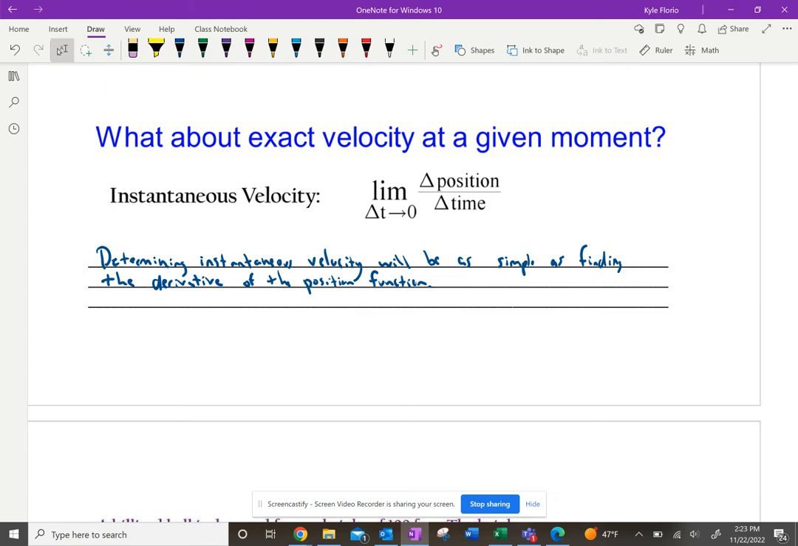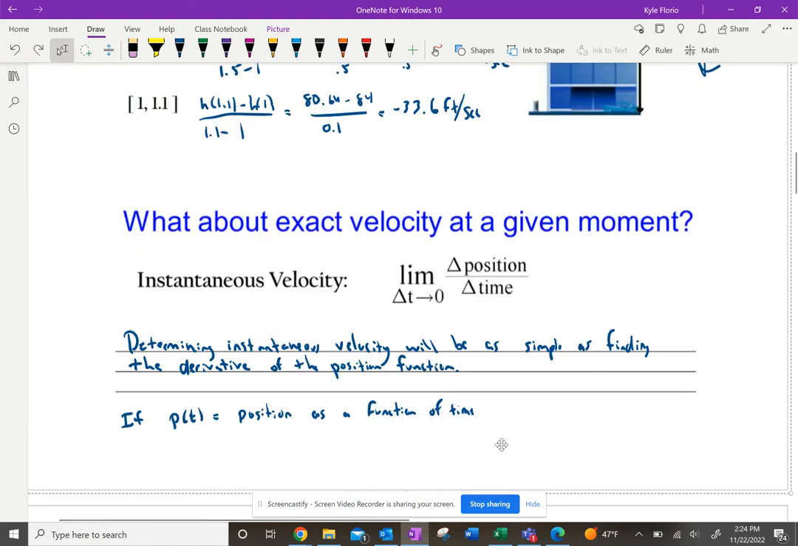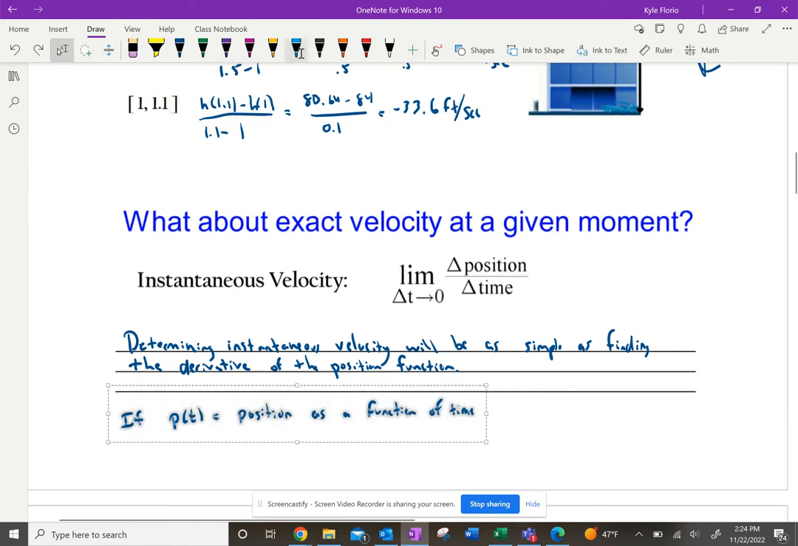If you want to find the velocity of an object and you know the position, then we can do that just by taking the derivative. So if I were to call it p of t instead of h of t, I'm just going to call p of t the position function. P of t is position as a function of time. Let's change up the color here. Let's do a nice light blue.